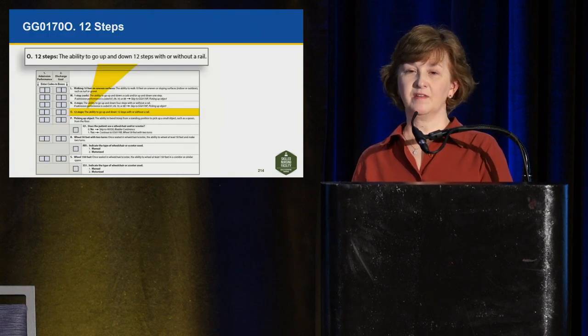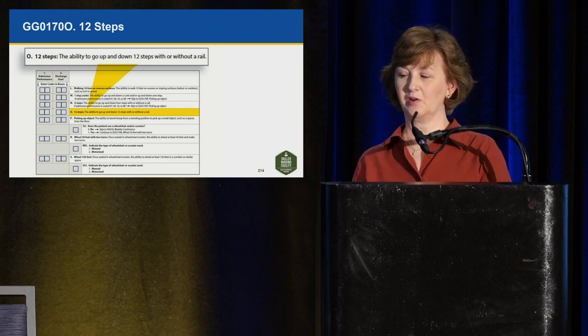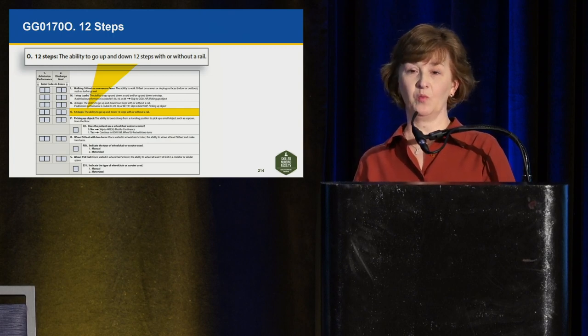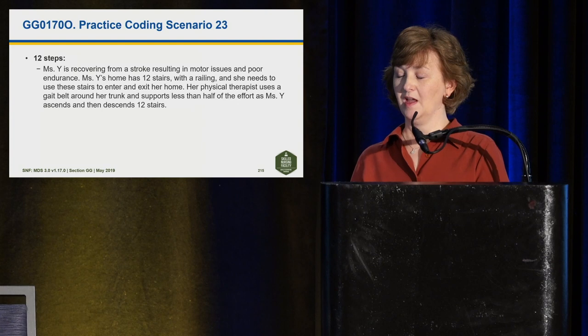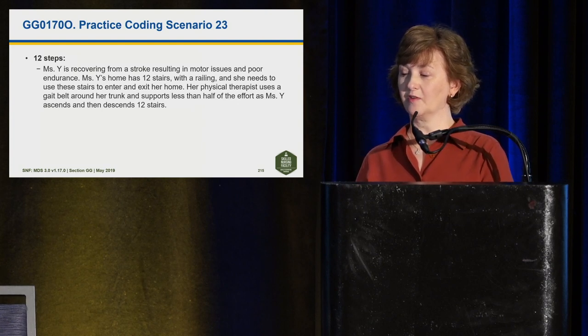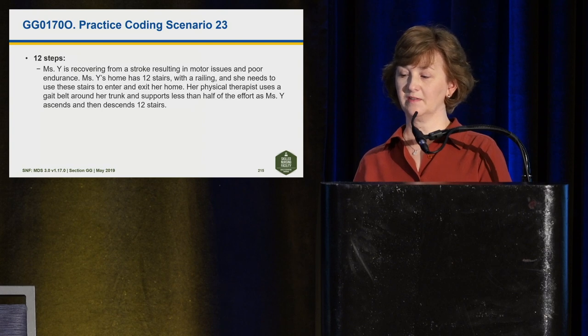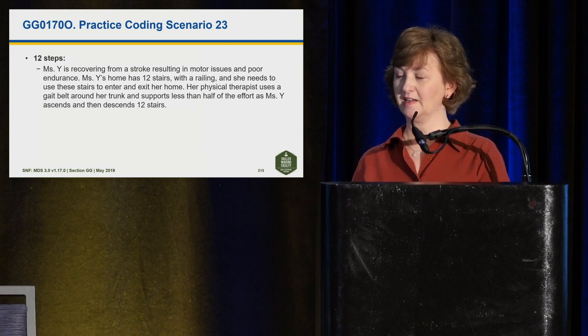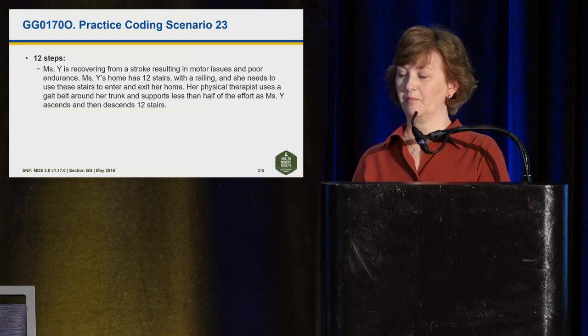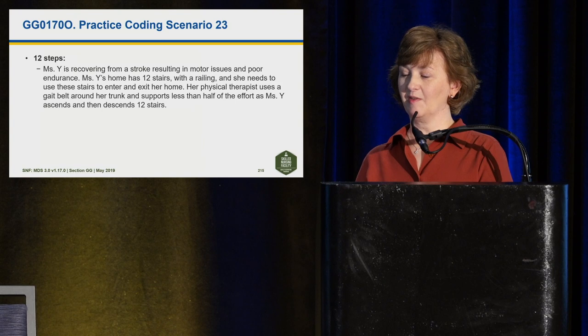Okay, the last stair item is 12 steps. Here it's obviously the ability to go up and down 12 steps, and it can be with or without a rail. Of course, if somebody uses an assistive device, that can also be used. So Ms. Y is recovering from a stroke, resulting in motor issues and poor endurance. Ms. Y's home has 12 steps with a railing, and she needs to use these stairs to enter and exit her home. So obviously the physical therapist is keeping that in mind. Her therapist uses a gait belt around her trunk and supports her, providing less than half of the effort as Ms. Y ascends and then descends the 12 steps.